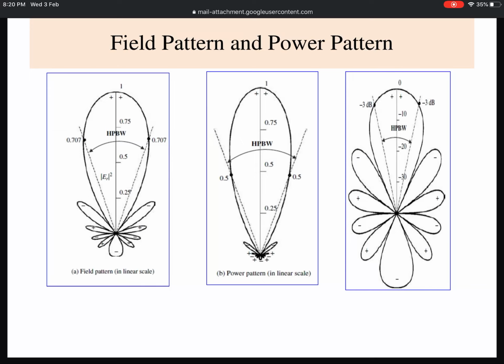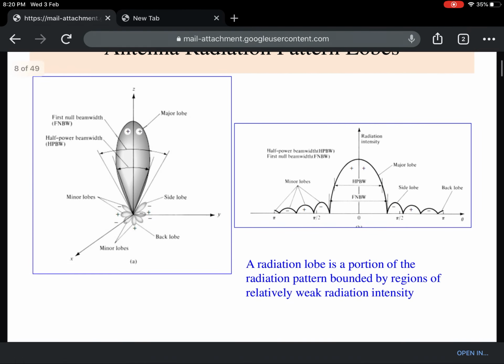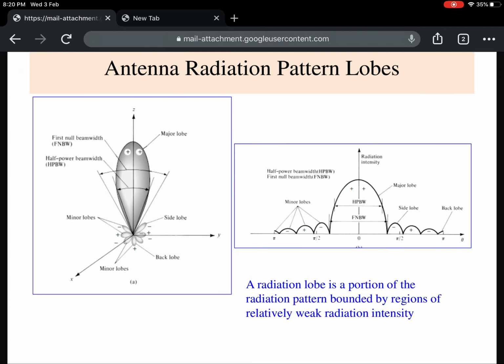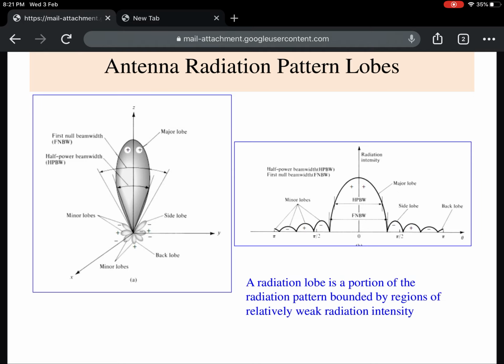I just want to show how the half power beam width looks like. The half power beam width means the power becomes half with respect to its normalized value, and accordingly the amplitude and the dB scale will be there. Now this antenna radiation pattern, I have split it in the Cartesian coordinate, and in the Cartesian coordinate, I have shown the half power beam width point. The prominent major lobe is there.